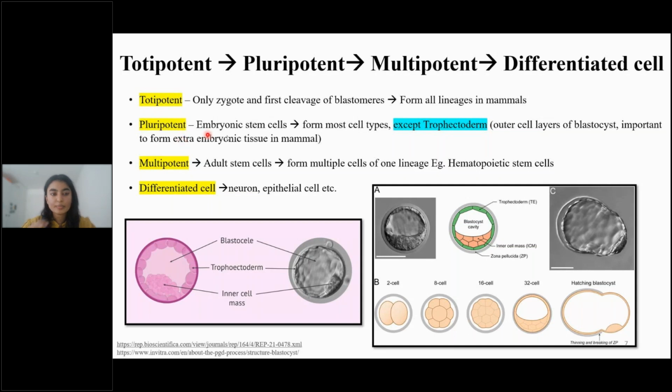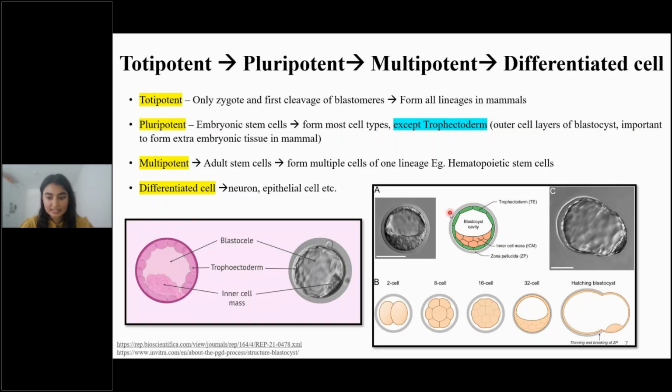Now the pluripotent cells are also called the embryonic stem cells. So when you read some research papers, you have seen they have mentioned ESCs. So ESC is nothing but embryonic stem cells. So they form most of the cell types, right? They form the germ layers. But one thing you need to remember is they form everything except the trophoectoderm. So what is the trophoectoderm that we saw? It's the outer covering, right?